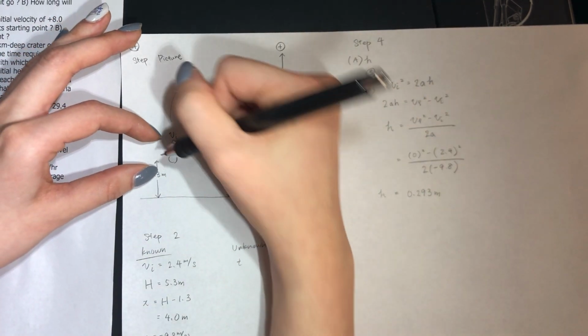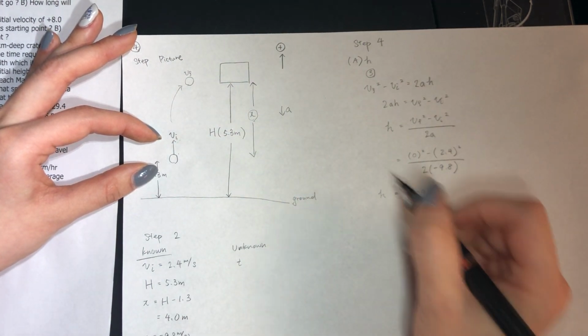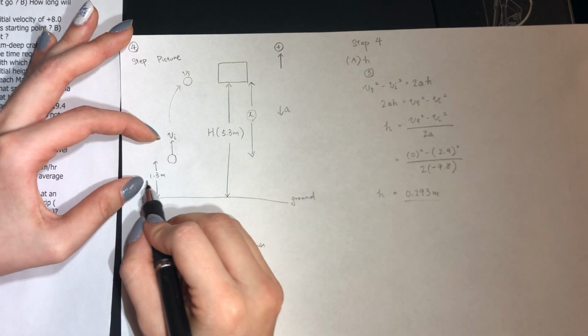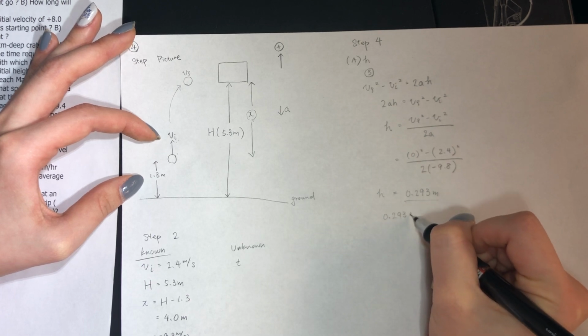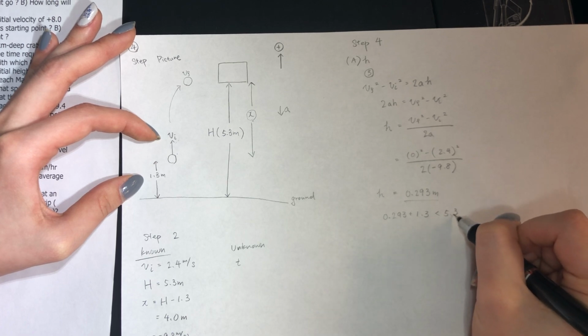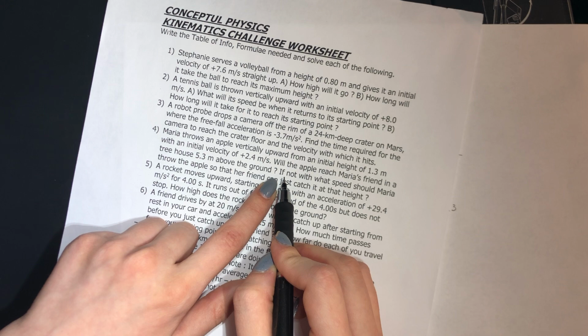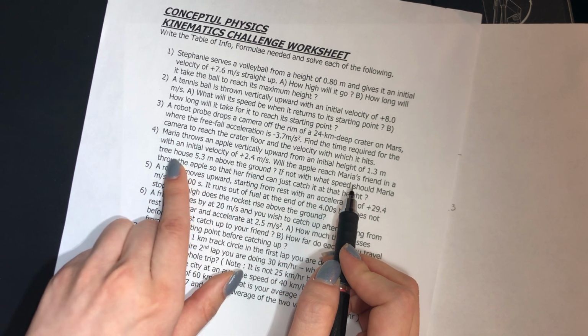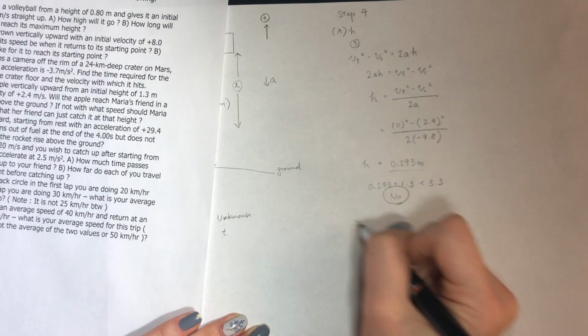Again, this is how much the apple is able to travel from right here. So if we add this to the initial, what is it, Maria's height, 0.293 plus 1.3, that is not going to be greater than 5.3. That apple is not going to reach the treehouse. So the answer to the question, will the apple reach Maria's friend in a treehouse 5.3 meters above the ground? No. The apple is obviously not going to reach the treehouse. That is the first part.